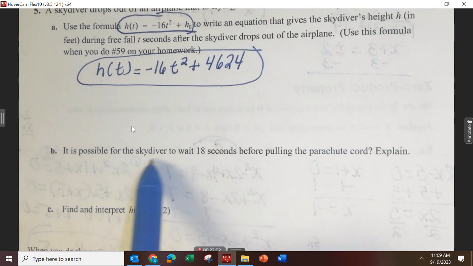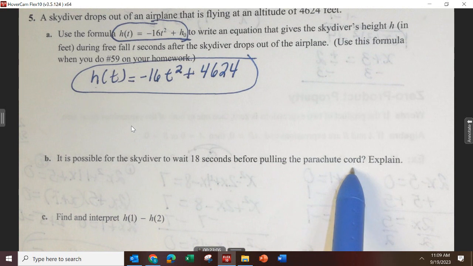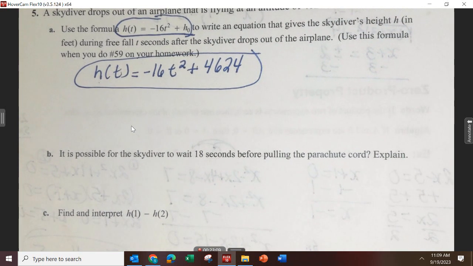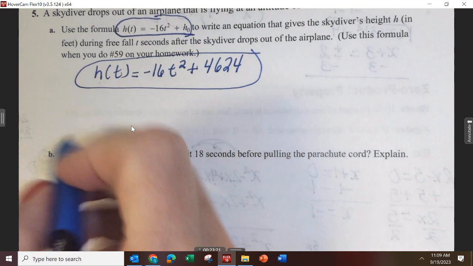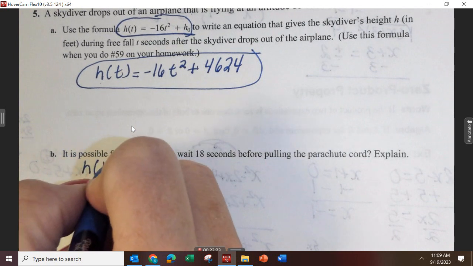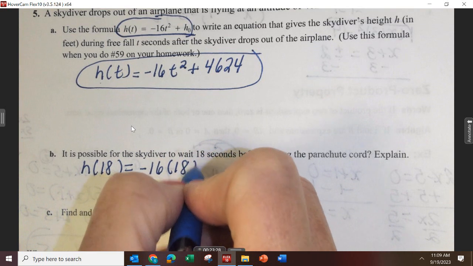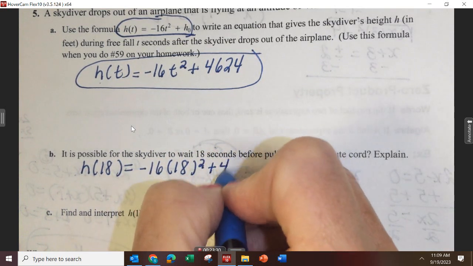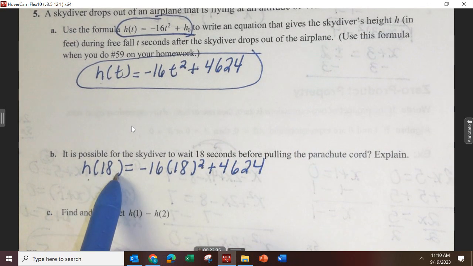All right, well, let's look at this. Is it possible for the skydiver to wait 18 seconds before pulling the parachute cord? What do you guys think? You think he could wait 18 seconds and be okay? No? How could we find out if he is going to be okay doing that? Plug in 18 into this function, so find h of 18. What's that going to tell us? What does h of 18 tell us, you guys? His height at 18 seconds, right?